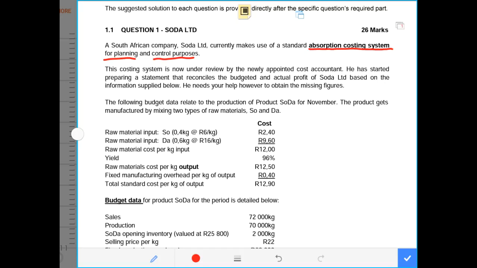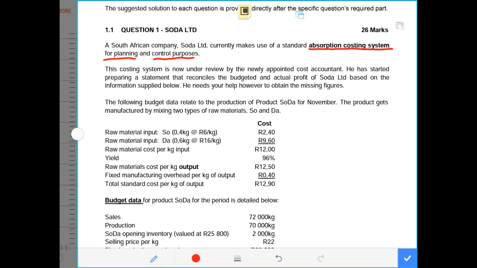This costing system is now under review by the newly appointed cost accountant. He has started preparing a statement that reconciles the budgeted and actual profit of Soda LTD based on the information supplied below. He needs your help, however, to obtain the missing figures.